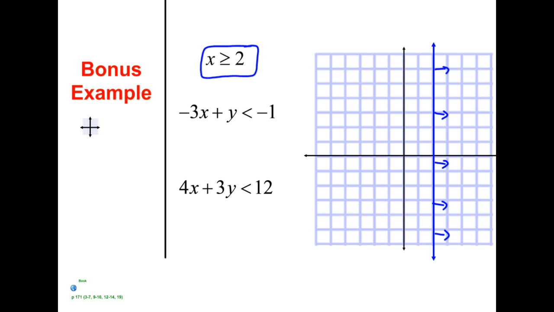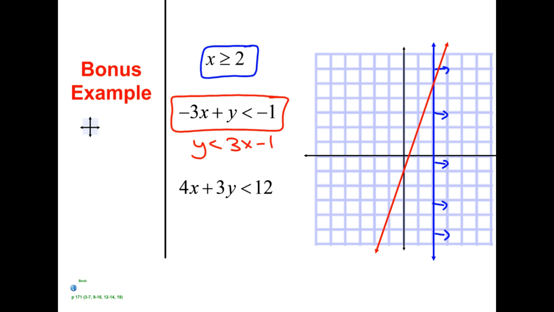So I'm going to draw my arrows in there because I know that's the way I would shade for that inequality. All right, now I'm going to graph this inequality, and before I graph it, I'm going to convert it to slope-intercept form because I think it's just going to be easier that way. So I'm going to make this y is less than positive 3x minus 1.